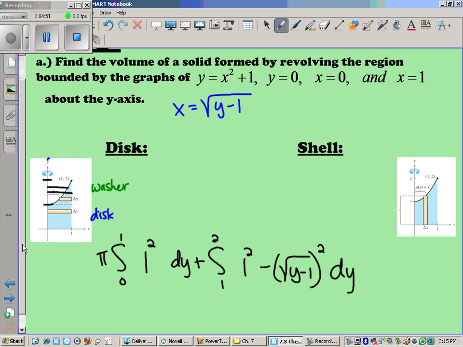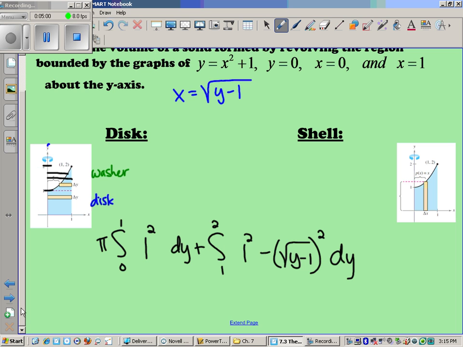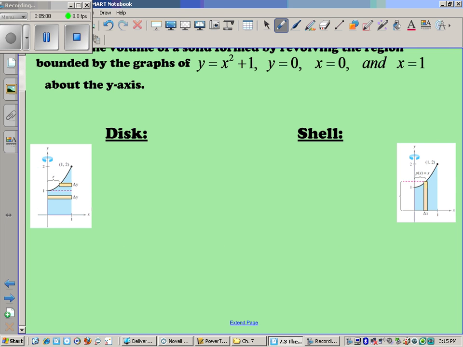Now you have two different integrals, so you're going to have to do both of them separately. Then you're going to have to add them together. It's kind of complicated, right? But you can still do it. When you do the disk method, you should get 3 pi over 2 as your final answer. Okay? What if I do the shell method though?